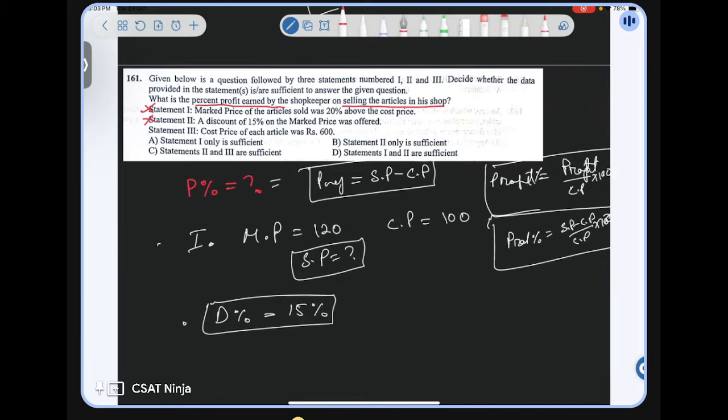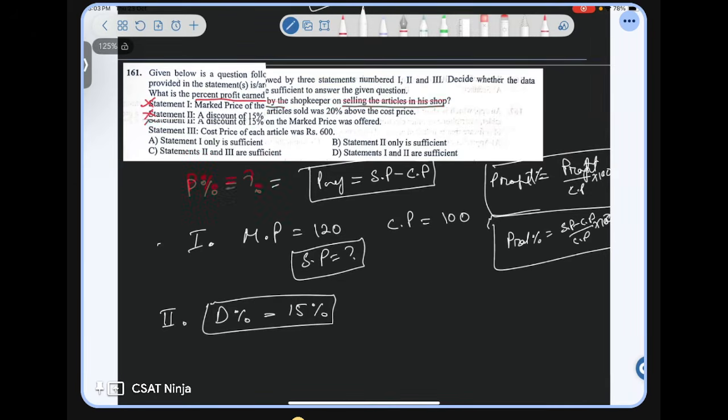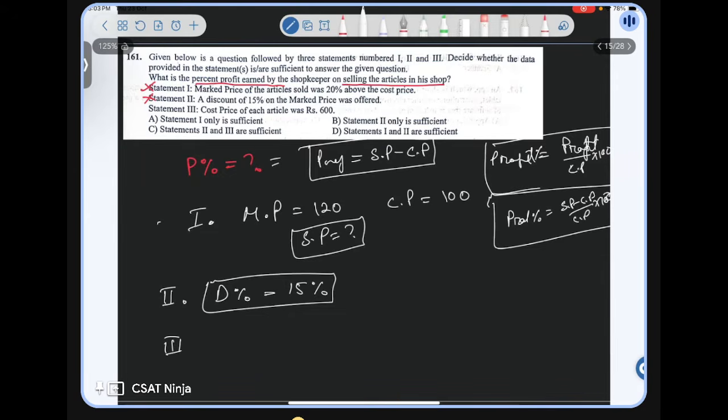So let us check statement number 3 now. This was 2. Statement number 3, what does it say? The cost price of each article was 600. So the cost price was given as 600. Now we know that all the statements alone cannot answer this question that is asked.